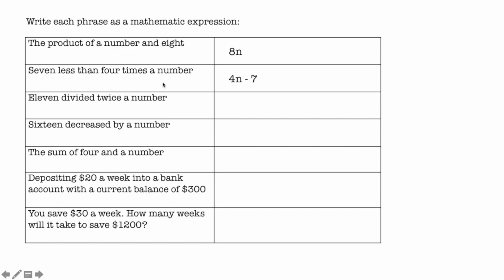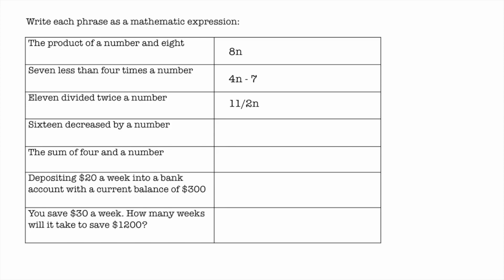Then the third one, 11 divided by twice a number. So you have 11 in front or on top of your fraction. Either way you can write it. Divided by twice the number, we're going to use n again. So 2 times n or 2n.